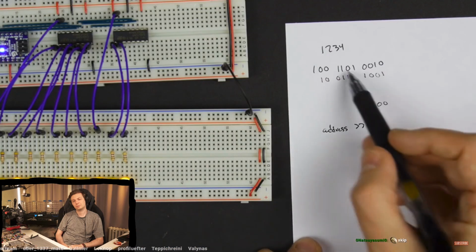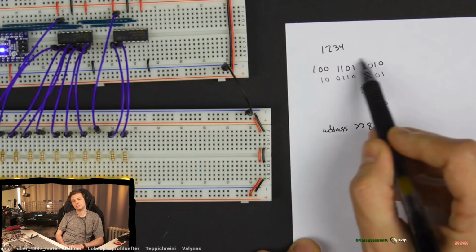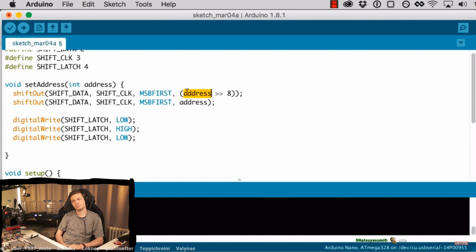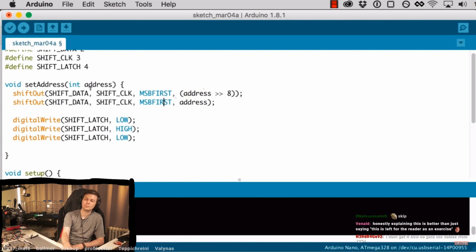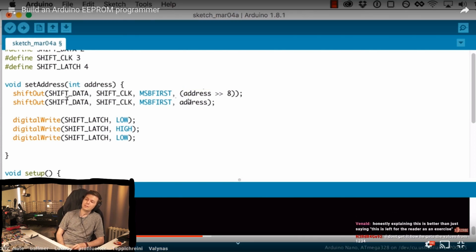So this will only shift out these lower 8 bits. In theory, these two commands here should put it out. You don't get how he gets the values from 1, 2, 3, 4? The bits? Well, 1, 2, 3, 4 is just your decimal number, and he just converted it to binary. It's just decimal to binary conversion.